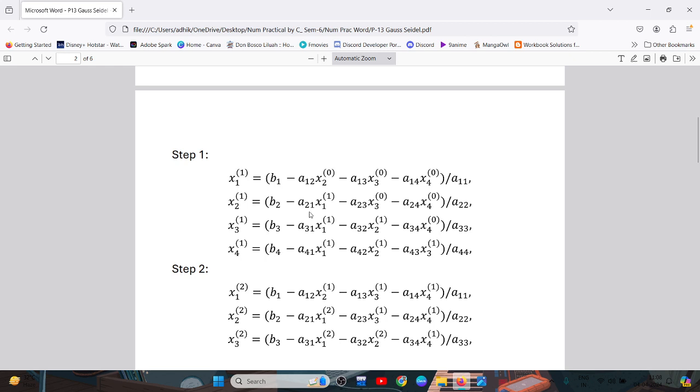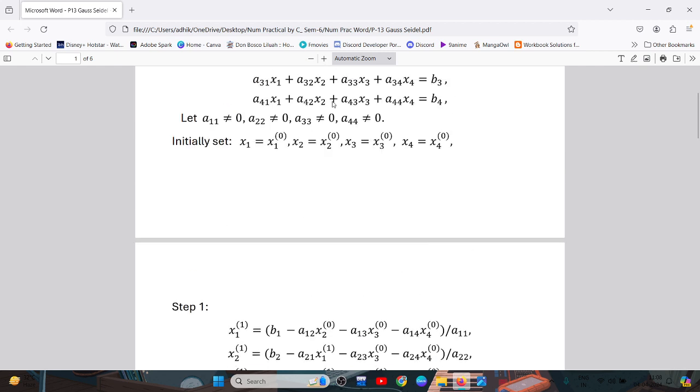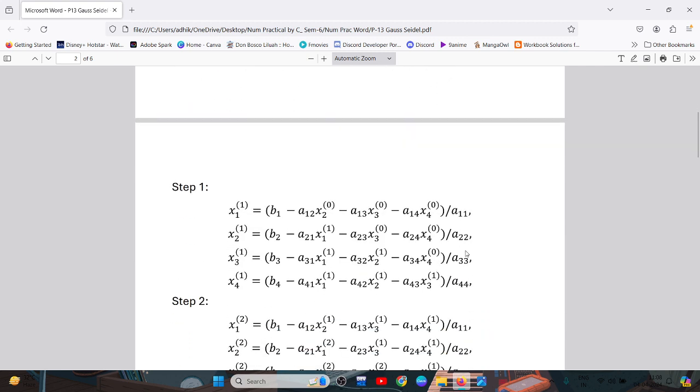This is step 1. The value of x1 in step 1, x1 1, is equal to b1 minus a12 x2 0 minus a13 x3 0 minus a14 x4 0, divided by a11, where the initial values x1 0, x2 0, x3 0, x4 0 are all chosen equal to 0. And x2 1, the value of x2 for step 1, is equal to b2 minus a21 x1 1 minus a23 x3 0 minus a24 x4 0.